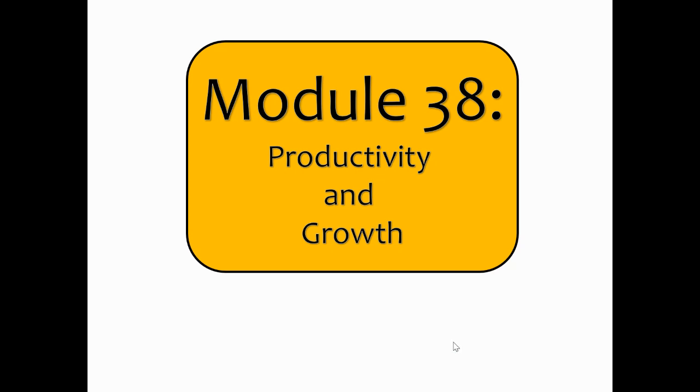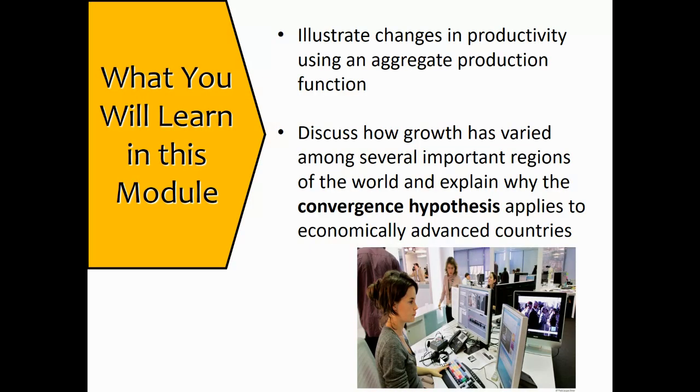The previous module, we were still talking about the ideas of long run economic growth, and we will continue to talk about economic growth today. We're going to talk about the changes in productivity and the aggregate production function. We've talked about the production possibility frontier from the beginning of the semester, and we're going to build upon that basic idea. We're also going to talk a little bit about this convergence hypothesis, that we see some countries doing better than others, and why.